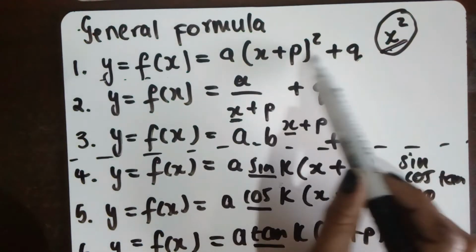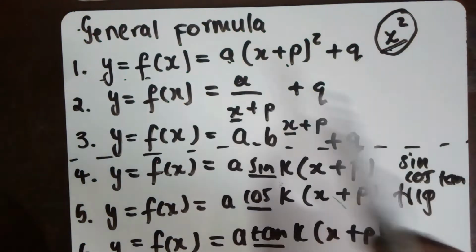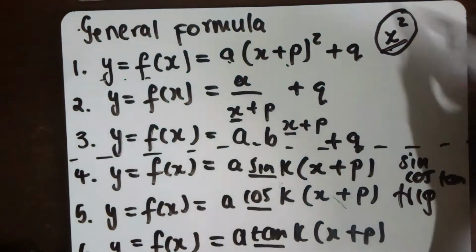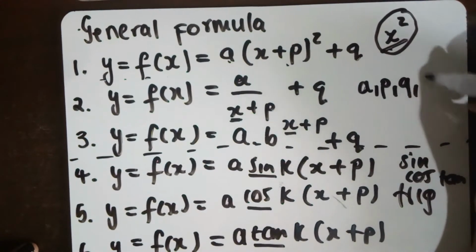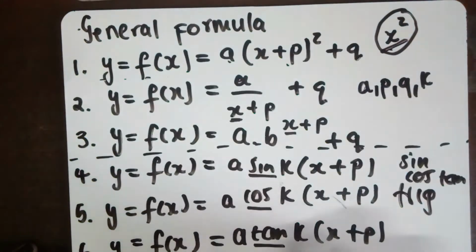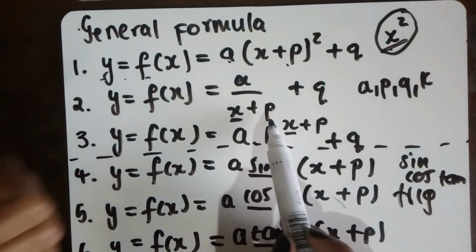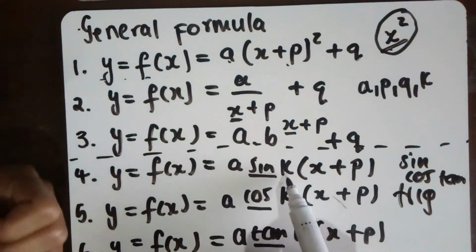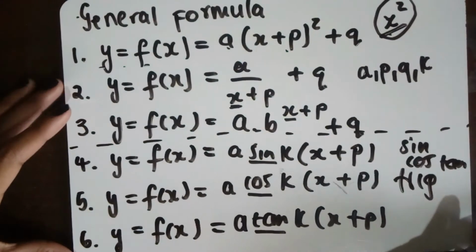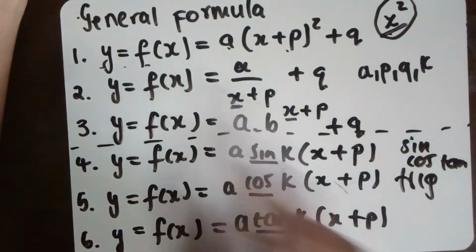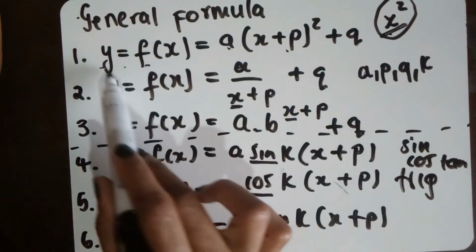So all of these parameters, a, p, q, as well as k, we're going to investigate their effect. So we're going to investigate the effect of a, of p, of q, as well as of k on all of these functions. What happens when we change the value of q? What happens when we change the value of p? What happens when the value of k changes? So let us just try to do that with our first function, which is going to be a parabola or a quadratic function.